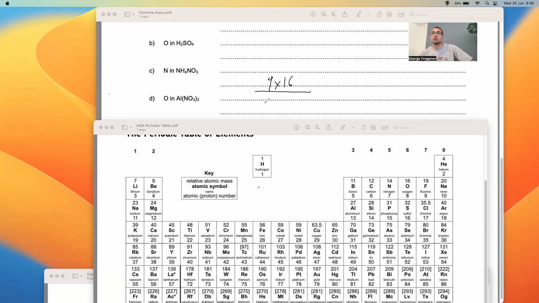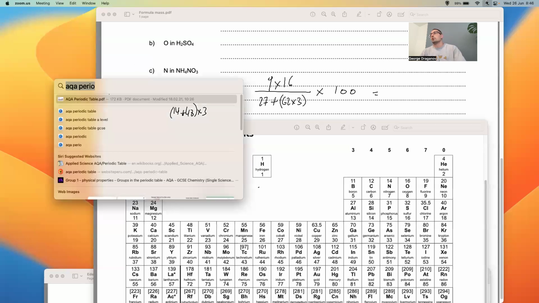For the total, you've got 27 for aluminium, plus, now remember, I like to do what's inside the bracket first, then times it by 3. So nitrogen is 14, as you can see here, plus there's only 3 oxygens in the bracket, which is 3 times 16, 48. Then it's times 3. So 14 plus 48 was 62. So it'll be 62 times 3 here. Then you multiply the whole thing by 100, and you will get an answer of, now since I don't have the calculator, we'll just find it here.